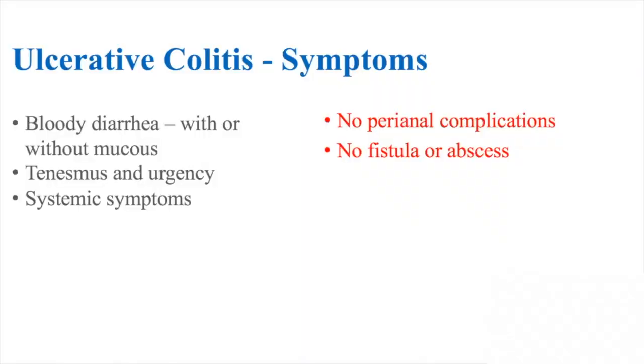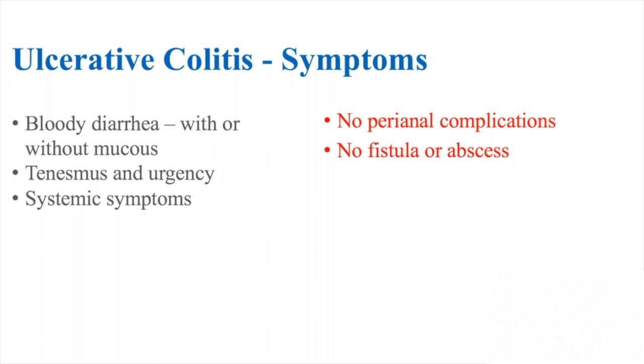Now, the important distinction with ulcerative colitis versus Crohn's disease is that you don't have any perianal complications. So you don't have any perianal fistulas, nor do you have any perianal abscess. In fact, if you have somebody who has a fistula or an abscess, we typically think it may be Crohn's disease and not ulcerative colitis that's causing that.